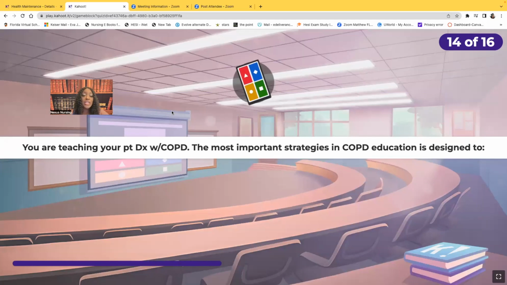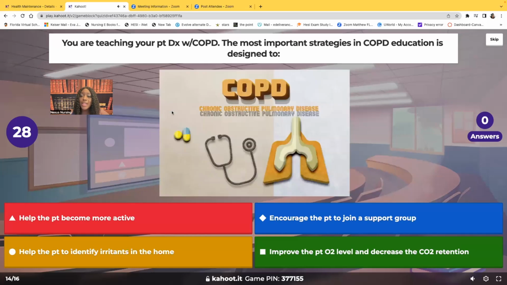You're teaching your patient diagnosed with COPD. The most important strategy in COPD education is designed to do what? Is it to help the patient become more active, to encourage the patient to join a support group, to help the patient to identify irritants in the home, or to improve the patient's oxygenation level and to decrease the CO2 retention?